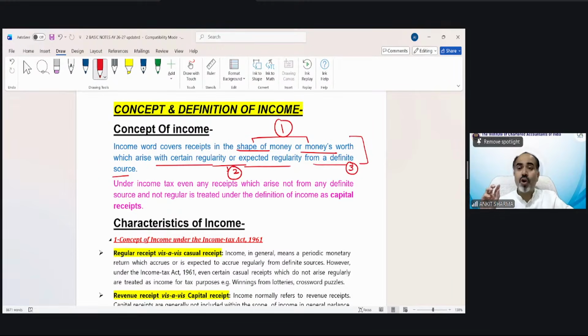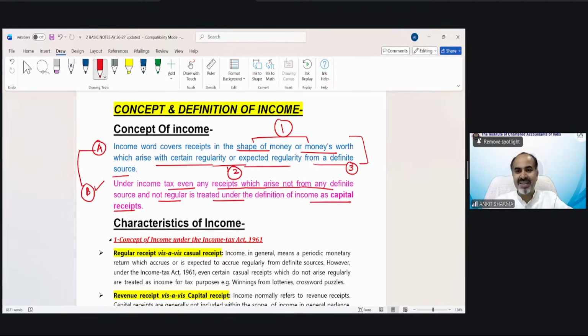If there is no regularity or if the source is not definite, would it be covered in the definition of income? The answer is yes, that has been covered over here. Technically, we can say there are two parts of income. Under income tax, even any receipt which arises not from any definite source and is not regular is treated under the definition of income as capital receipt. Whether it's a definite source with regularity, it's income. Whether it's not a definite source and not regular, still it would be treated as income as capital receipt.